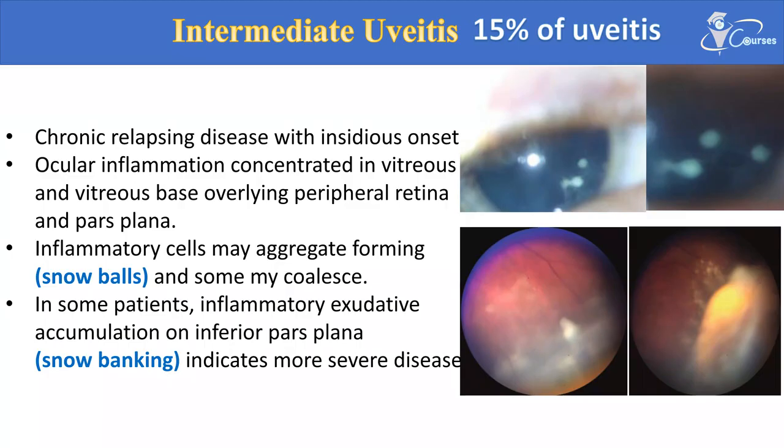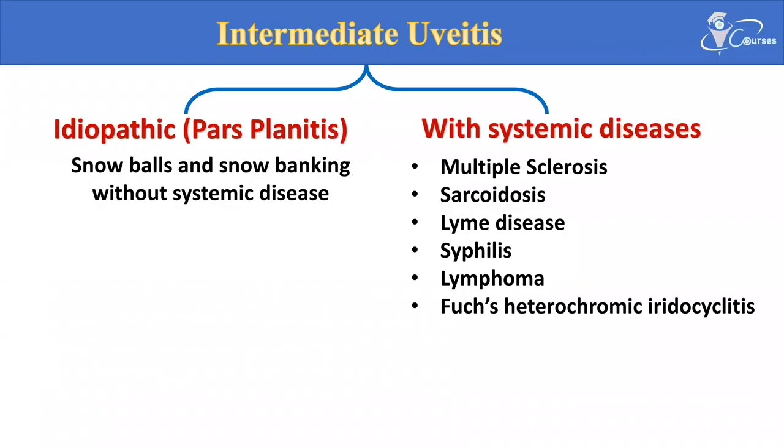So this is what is meant by intermediate uveitis. It is inflammation where the vitreous is the primary site of involvement. So what are the causes? It can be infectious or non-infectious. Before that, it is classified into idiopathic and secondary to systemic disease. The idiopathic intermediate uveitis is called pars planitis. So these patients have snowballs and snow banking without systemic disease.